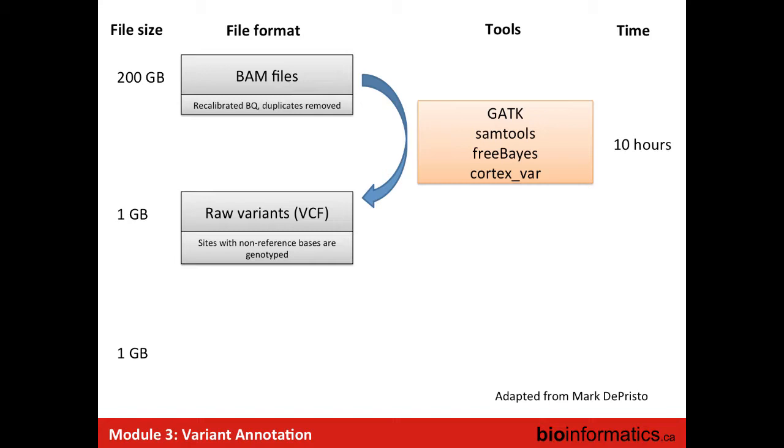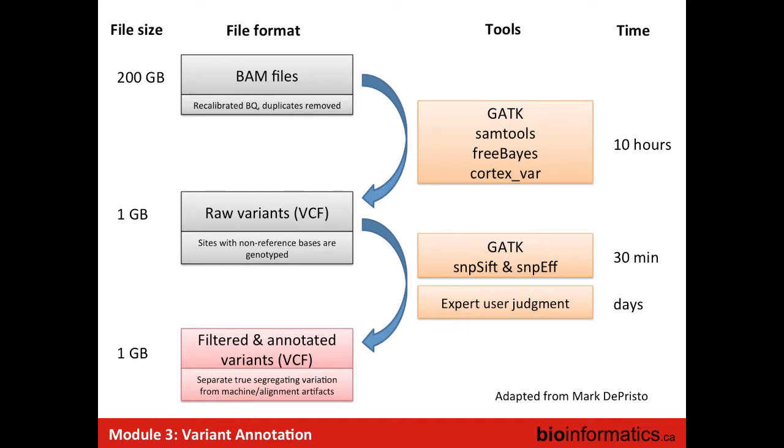So just to continue with this overview and this workflow, we started with the very big files with the alignments. You'll now generate a raw VCF file that basically just has good quality calls with quality scores. What you want to do after that is annotate this file and get a filtered and annotated list of variants, still in the VCF format, but now including a lot more information in the various other columns and fields.